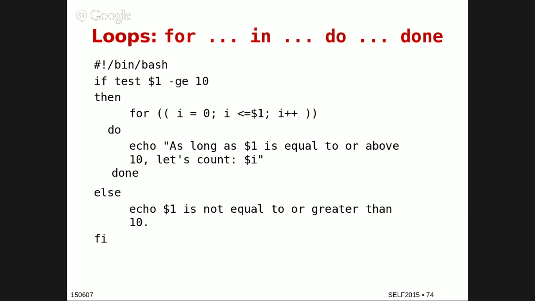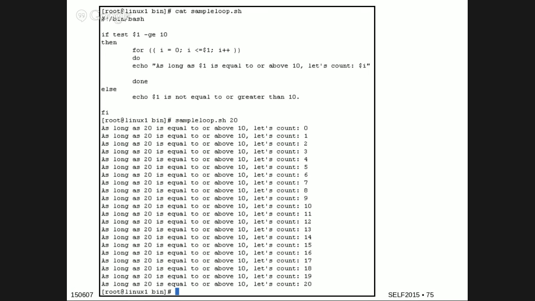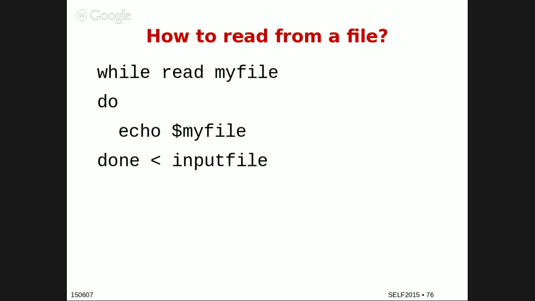And if the argument is not equal to or greater than 10, which is the intent of this loop, then there's an error message. So it works. This is kind of how we teach this stuff in school. We show the script, then we run the script. Notice that the argument for the sample loop script is 20, so we count to 20. Not too sexy, but it does show you how the loop works.